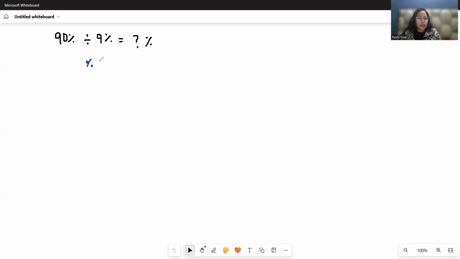So this is the symbol of percentage and it means 1 by 100. In place of 1 by 100 you can write the symbol, or in the place of this symbol you can write 1 by 100. So let's solve 90%.